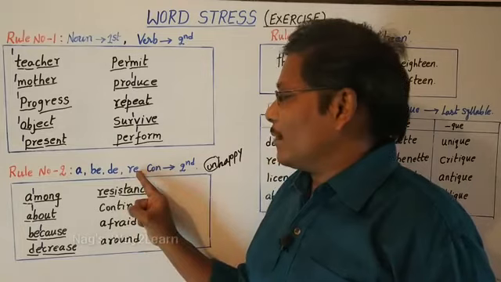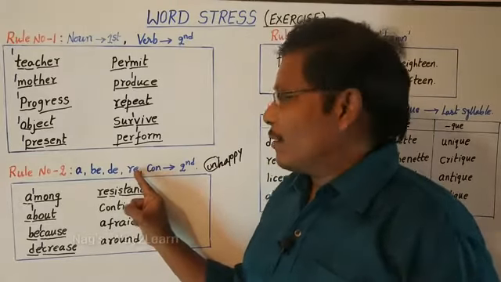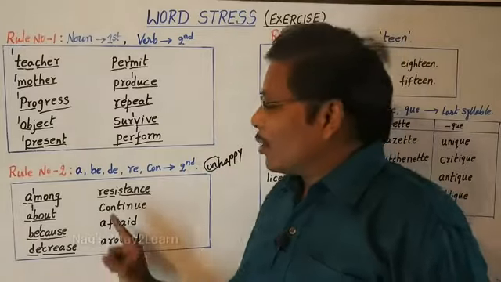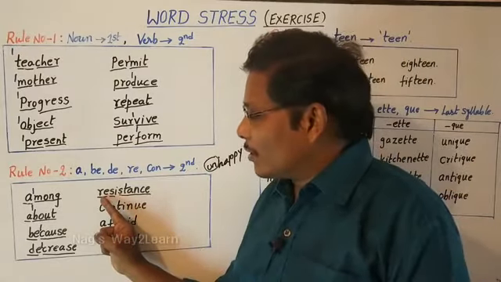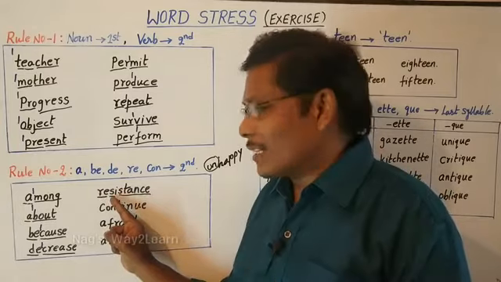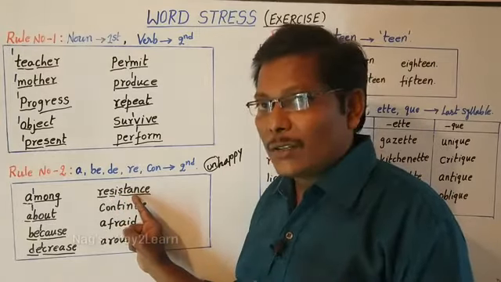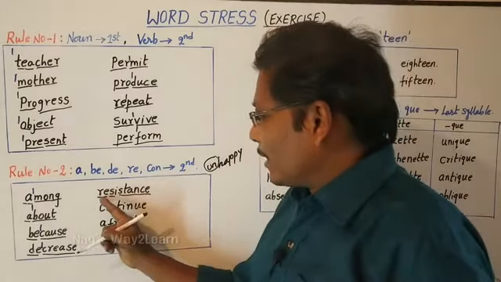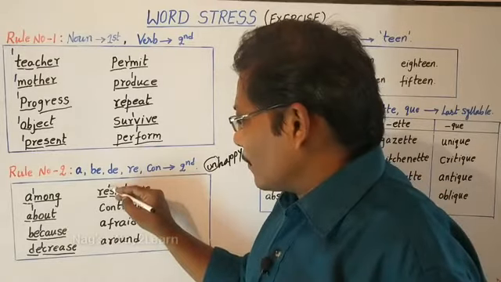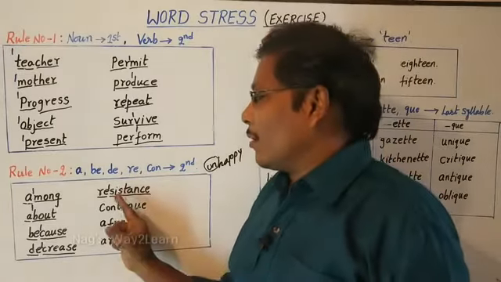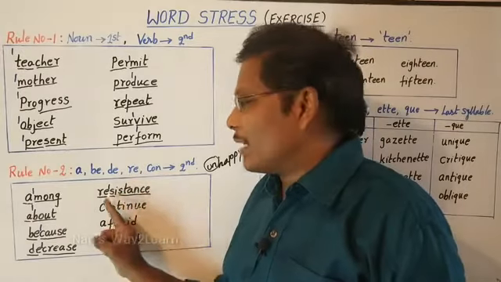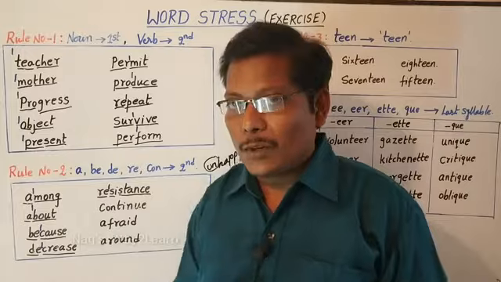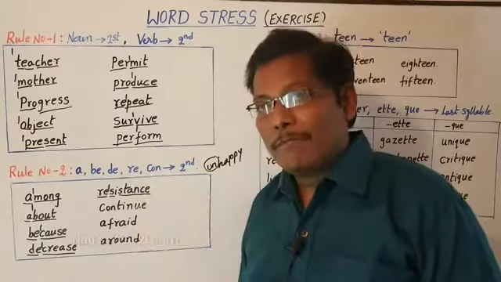If you find re as a prefix before a word, then the stress will be on the second syllable. What is the second syllable here? This is the first syllable, sis. This is the second syllable, stance. This is the third syllable. So you put the stress on the second syllable. What is the second syllable? Re, sis. So like that. Okay, on sis you put the stress mark, then it will be resistance. This sis should be highlighted while pronouncing resistance, like that.